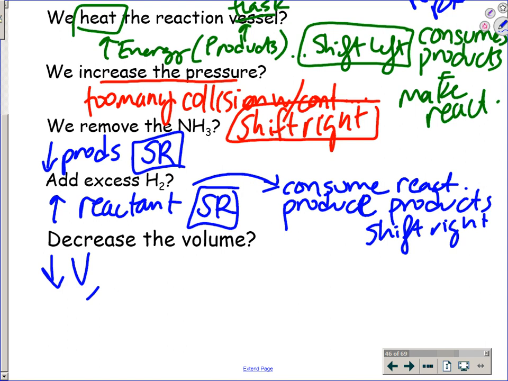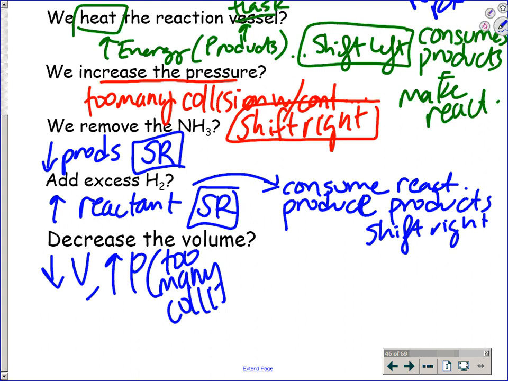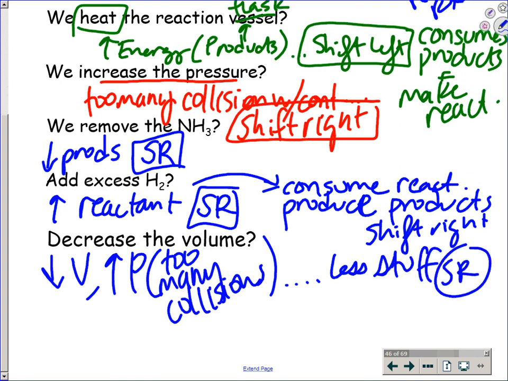Okay, so decrease in volume caused an increase in pressure, which is too many collisions. So your job is to fix the too many collisions by shifting towards the side with less stuff. And that less stuff happens to be on the right side, because there were 2 moles of gas versus 4 moles of gas. But another way to think about the volume is, who fits better in a smaller volume? Smaller amounts of stuff, right? 2 moles versus 4 moles.